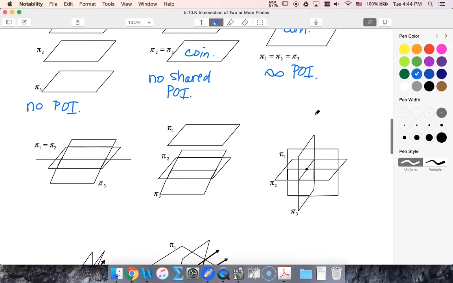Another scenario that might happen is that 2 of the planes are coincident, and then a third plane is not parallel to those 2 planes, in which case we would intersect in the same way as 2 planes might intersect, and in this scenario we'd have a line as our point of intersection. So again, there's infinite points of intersection, and in this case they're in the form of a line.